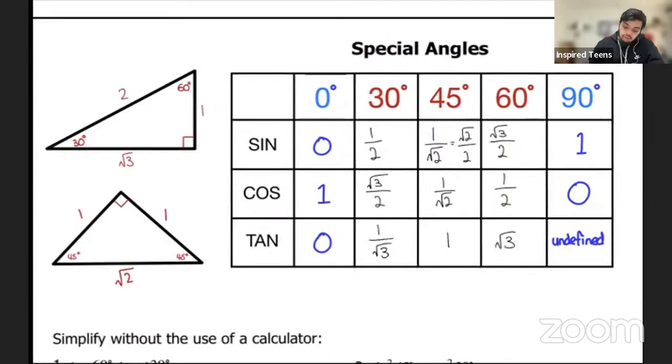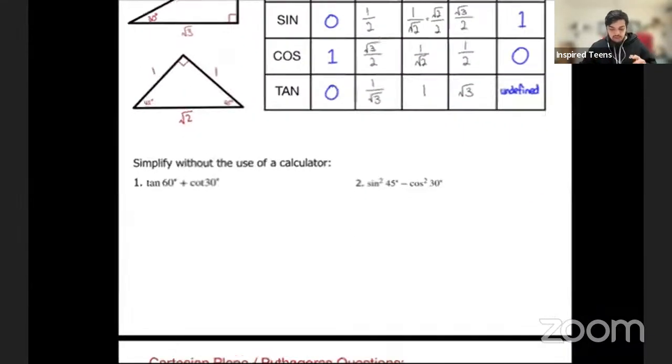Again, we turn to both of these triangles for any of those answers. If you're confused as to how we get those answers, we're getting it directly from the triangle. So just keep that in mind. Okay, cool. So let's move on.